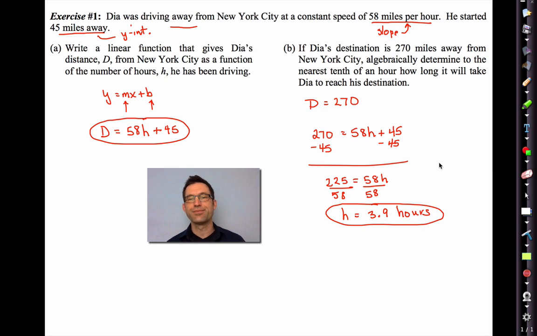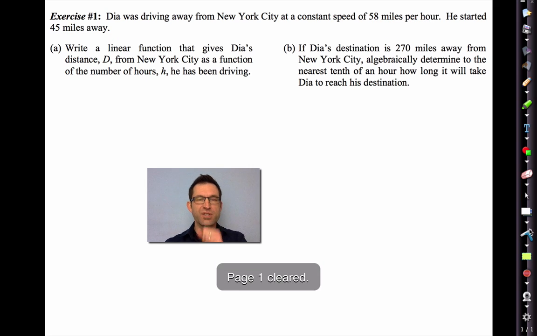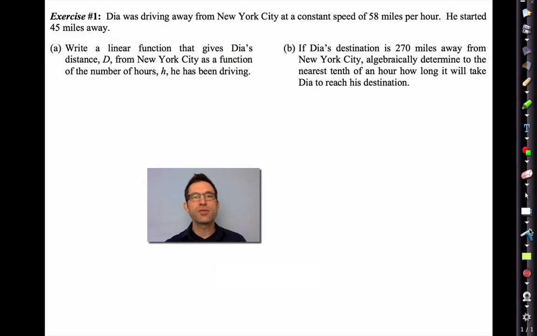3.9 hours. All right, so that's a situation where it's pretty easy to spot the slope and very easy to spot the y-intercept, a starting value. Let's take a look at an exercise in the next one, though, where it makes more sense to use point-slope form than slope-intercept form. Pause the video now, though, and write down anything you need to on this problem. All right, let's go on to exercise 2.